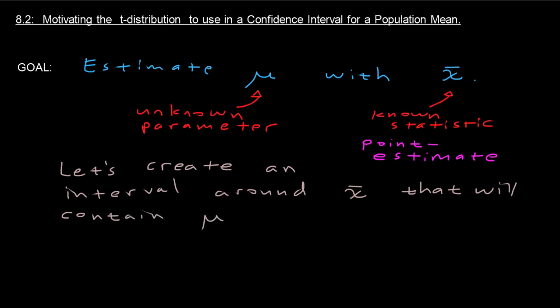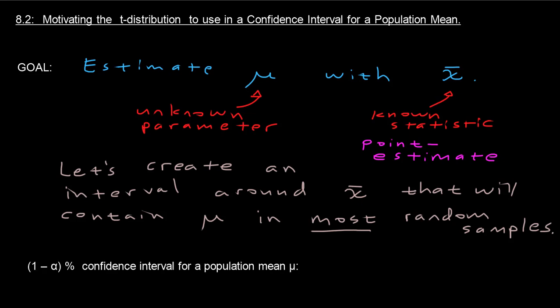Sort of most of the time, and I'm going to actually say in most samples. So we want to figure out how do we create an interval that is carefully constructed so that we can capture the population mean within that interval. This is called a 1 minus alpha percent confidence interval, but this is not the formula that we're going to use. I'm just going to motivate why we need the t-distribution.